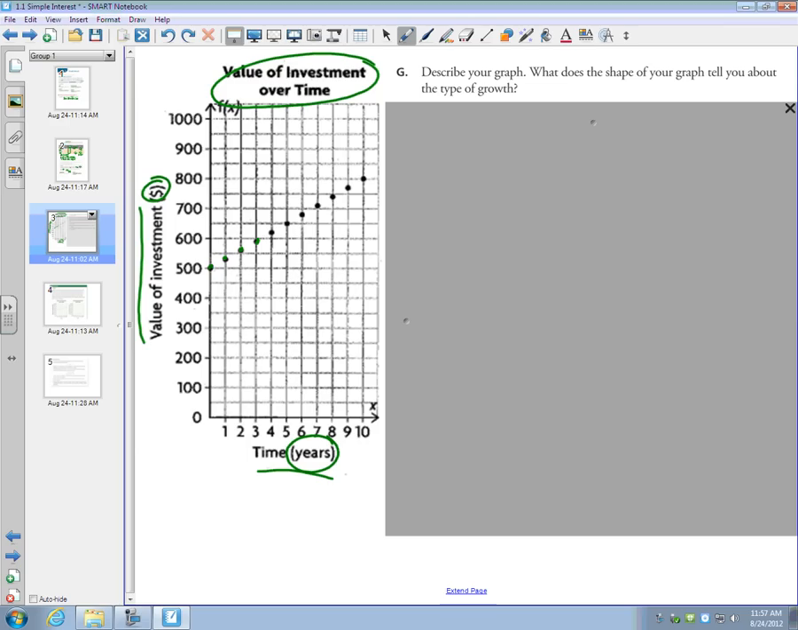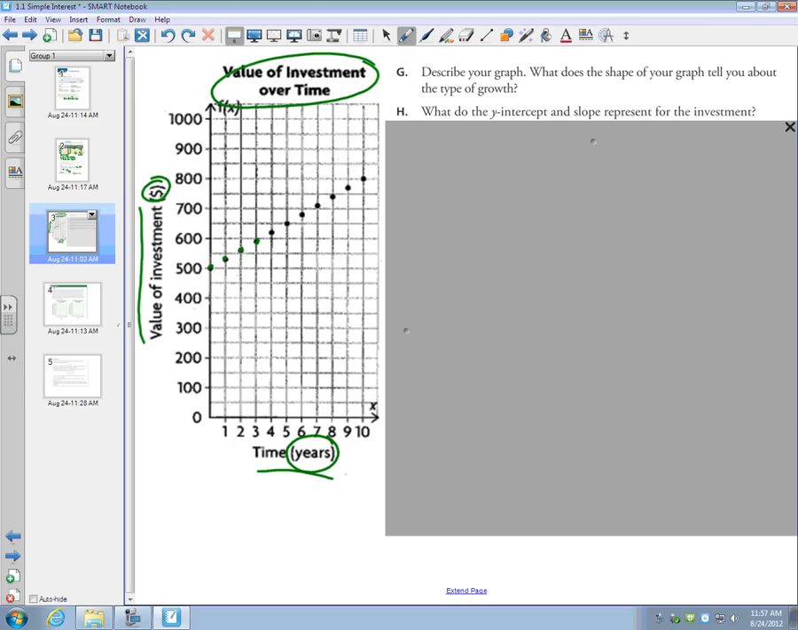Question D, describe your graph. What does the shape of your graph tell you about the type of growth? Well, this looks like a linear graph. Okay, it's a series of discrete points in a linear increasing pattern. So it shows growth at a constant rate. The discrete points indicate that there is no growth between the points, only from the end of one year to the next. Next question. What does the y-intercept and the slope represent?